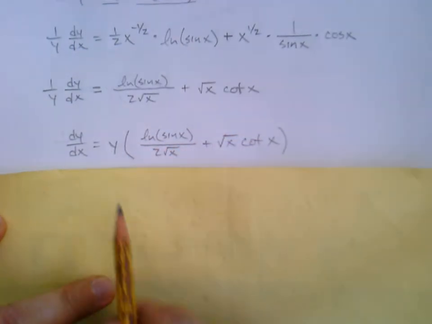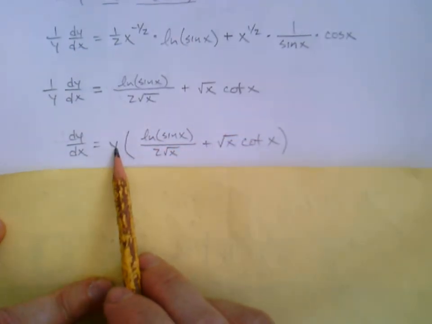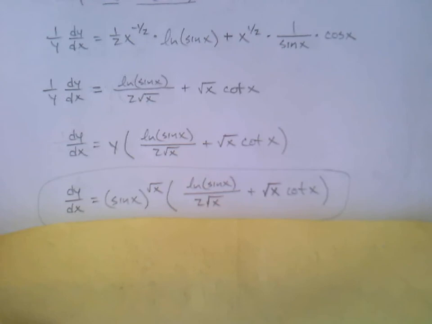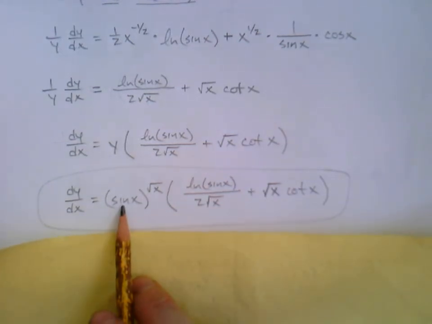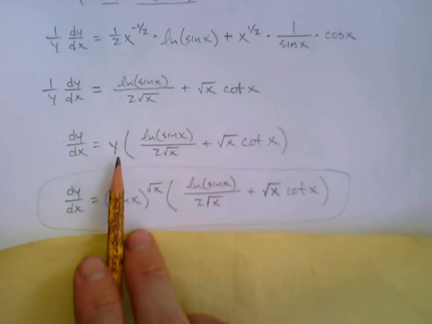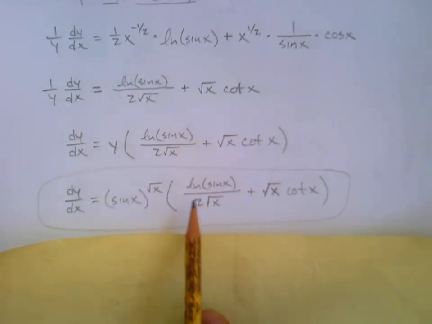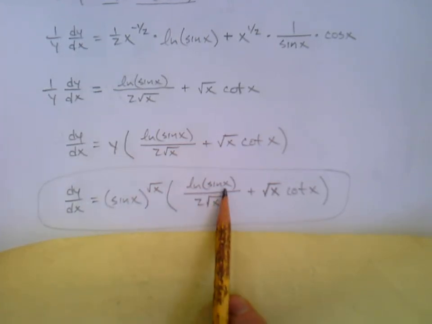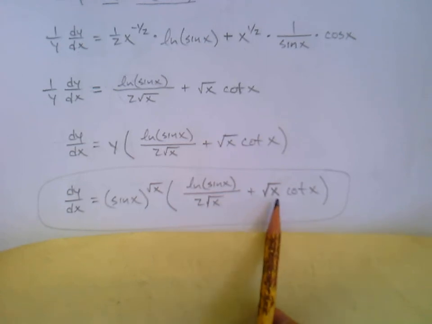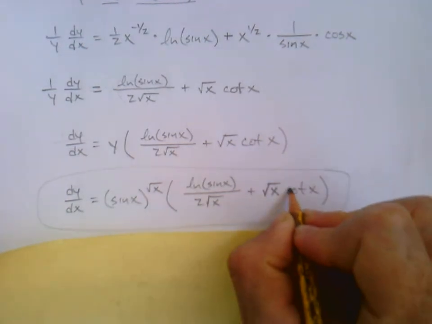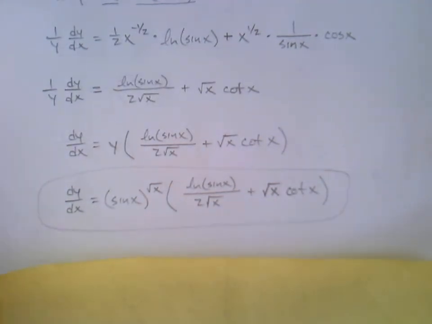And finally, we're going to turn this back into the original function. So here, the derivative dy over dx equals the sine of x raised to the square root of x, because that's y, times the quantity natural log of sine x over 2 square root x plus square root x cotangent x. That is it, logarithmic differentiation. Okay, good luck to you in the homework.